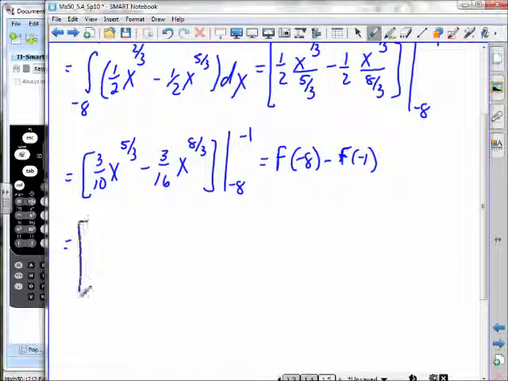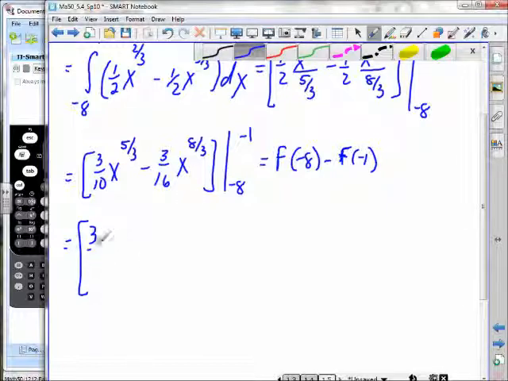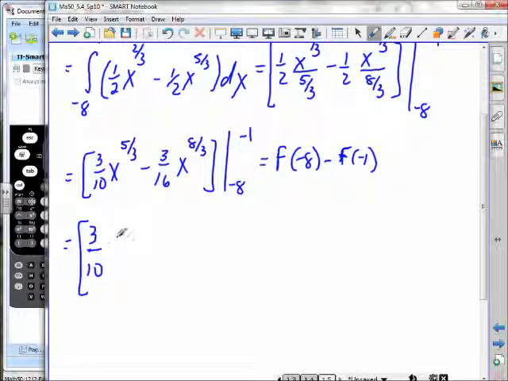So let's see. 3/10 times -8 to the 5/3 power minus, now here's the tendency. Here's where you have to be really careful what you're doing. The tendency is to want to now say 3/16 times -1. You can't do that, because what we're doing is putting -8 into this entire antiderivative.